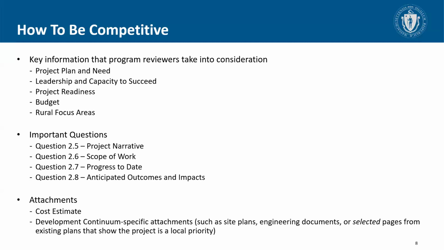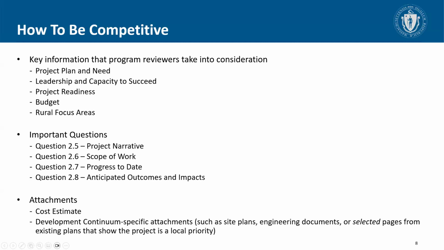Question 2.7, progress to date, helps reviewers understand if the project is ready to proceed. So here you should explain any community engagement, any prior phases, such as design and engineering, any estimates or quotes that have been collected, and consideration of alternatives that have already taken place. And finally, question 2.8, anticipated outcomes and impacts. Projects that have anticipated outcomes and impacts that align with the Rural Development Fund evaluation criteria will score more highly.